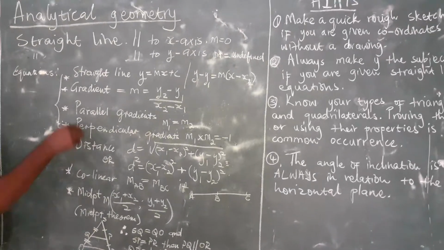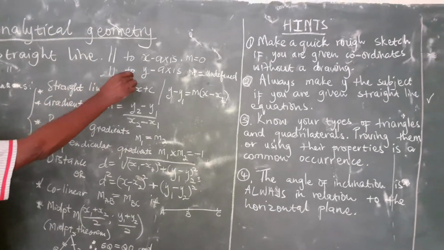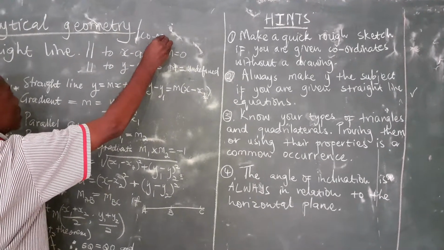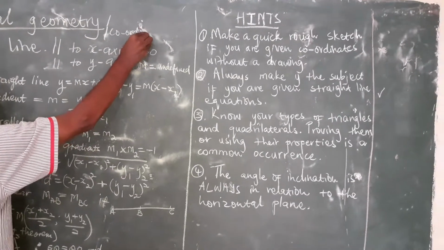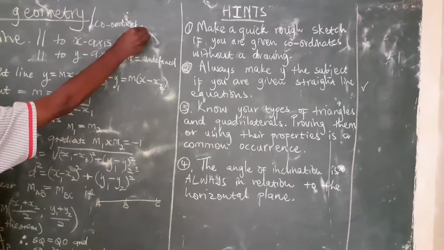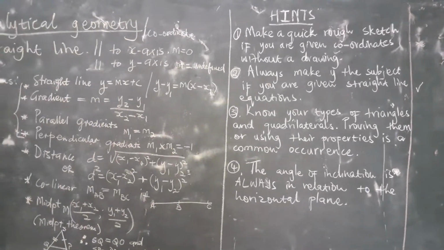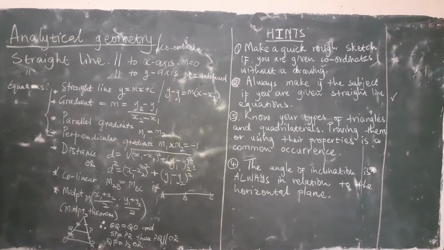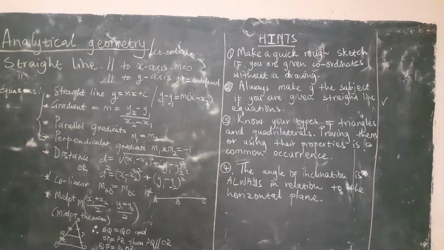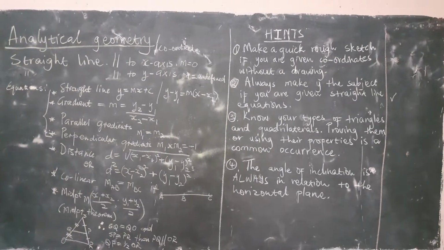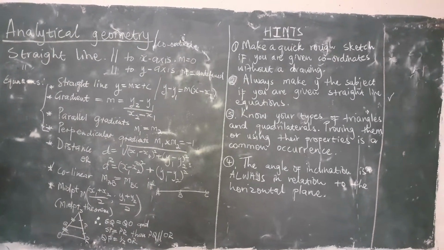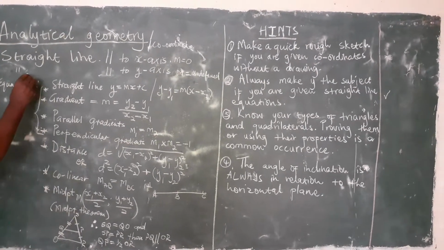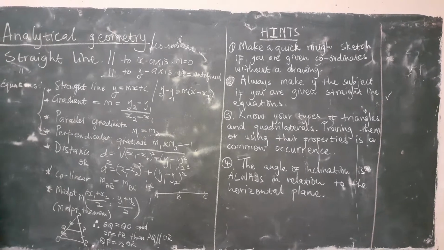Geometry. Analytical geometry talks about the coordinate geometry, whereby you're using points. And it also includes Euclidean geometry on straight lines, and also includes trigonometry. But now today's lesson is about straight lines.